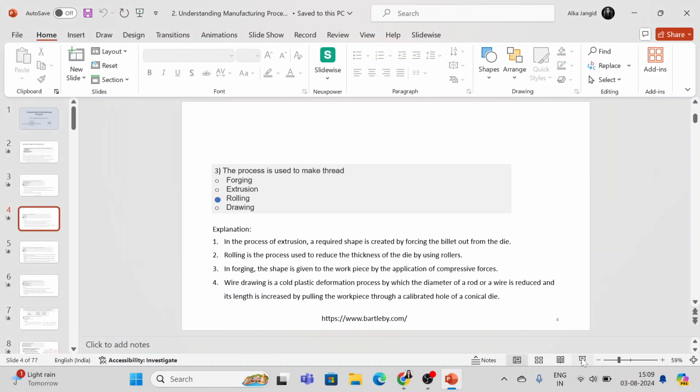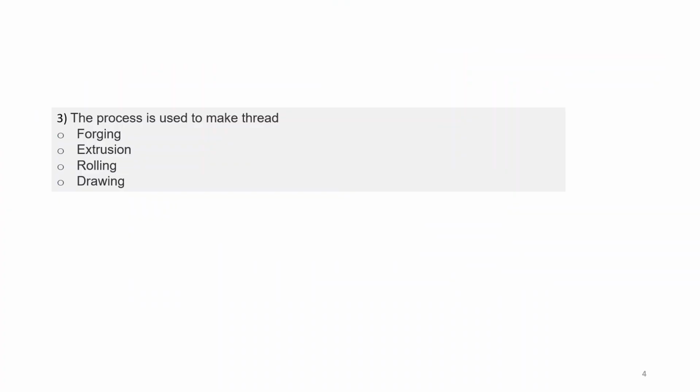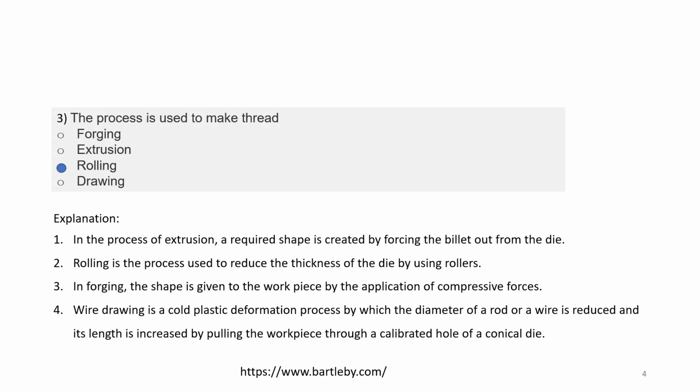Okay, for those who have joined late, we are going through some sample assignment questions. So you can also try to solve these questions. You can type the answer in the chat box, so that I can understand how much you are understanding and how much I need to work. So the third question is which process is used to make thread. The answer will be rolling. These are the definitions for these various processes.